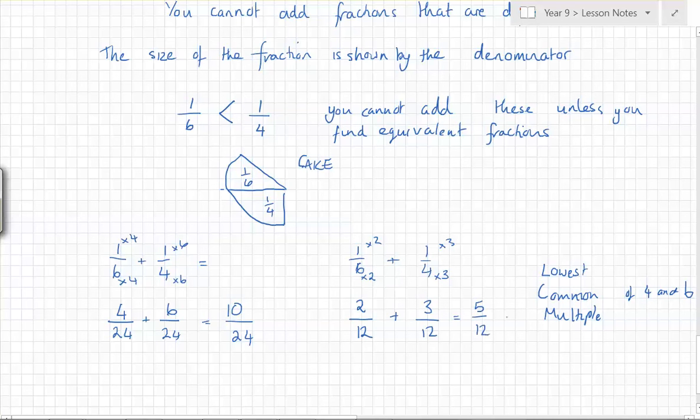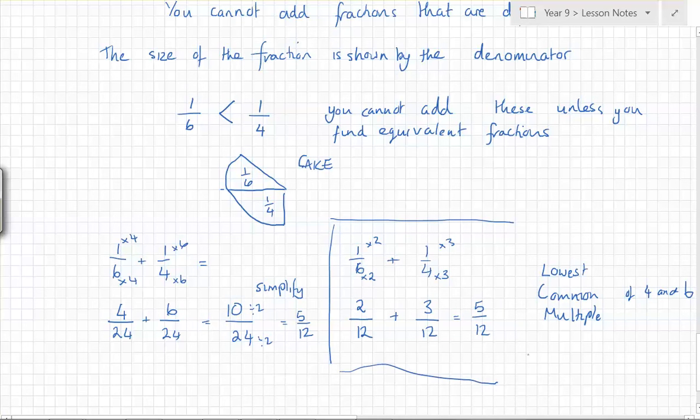Go on, Millie, what were you saying? No, it's 8, because like 6 times 2 is 12. Exactly. But sorry, go on. I also wanted to say when we got 10 over 24, there was also 5 over 12. Yeah, we could also simplify here. Okay, so divide by 2, which still gives me 5 over 12. Same thing. Okay, but this way is by using the lowest common multiple.